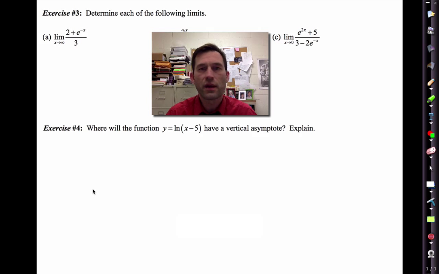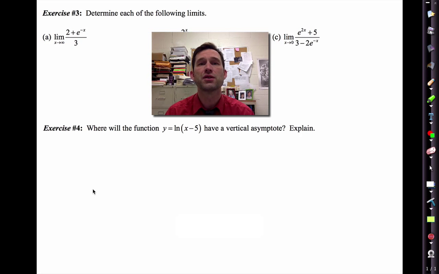In number 4, and really we have kind of a grab bag of problems at this point, so I apologize. All the problems now are kind of, if you will, non sequiturs. We skip from thing to thing to thing. Problem number 4, though, take a look. It says, where will the function y equals ln of quantity x minus 5 have a vertical asymptote? And then it asks us to explain.